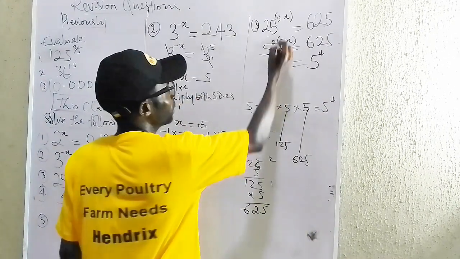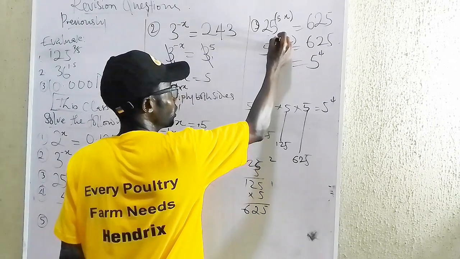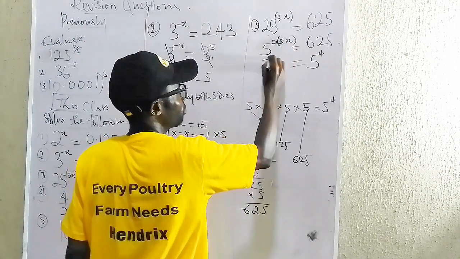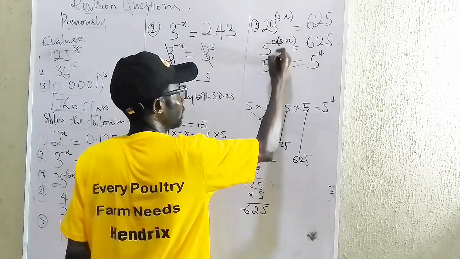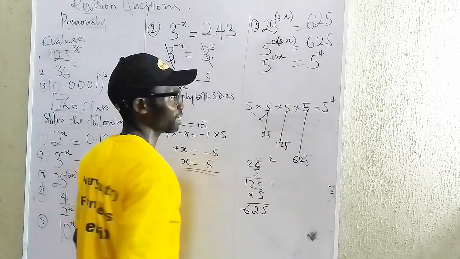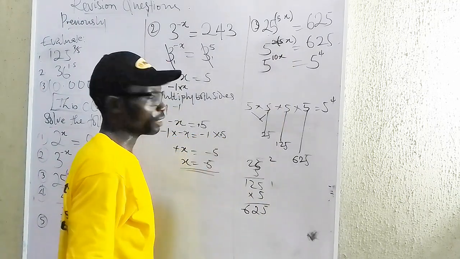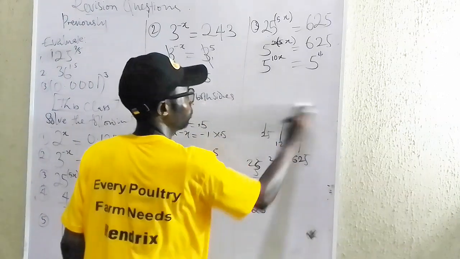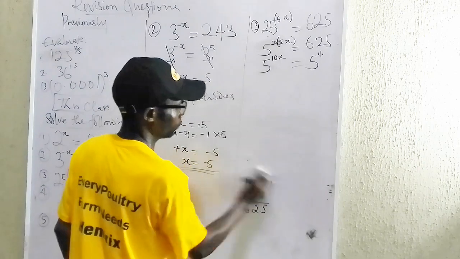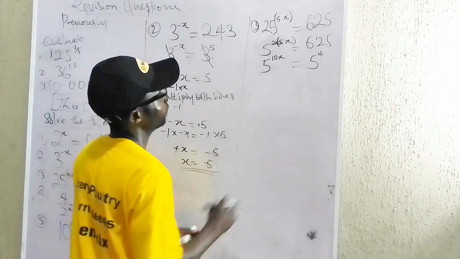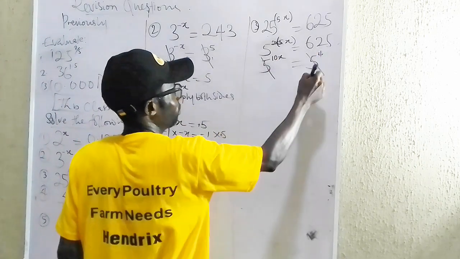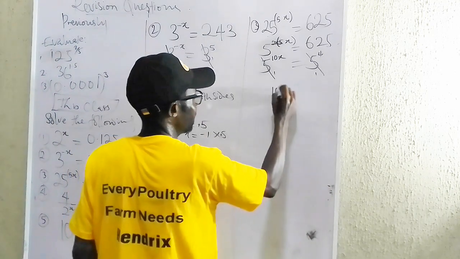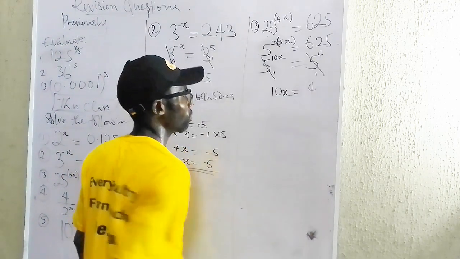Now remember here, this is a multiplication sign, right? Yes, so 2 times x is going to be 5 raised to the power 2x. Have you seen it? Now that we got this, 5 and 5, because both of them are on the same base, they both clear each other. So what we have is 2x equals 4.